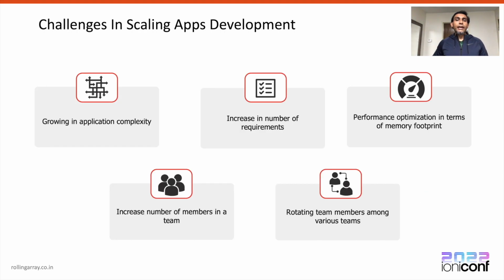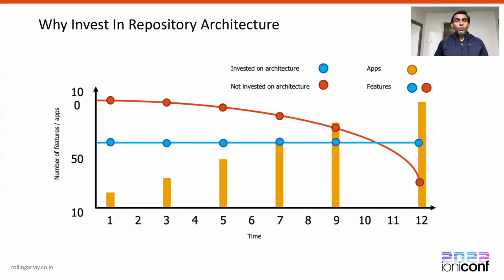But when you think about scaling the application development, there are some classic problems we always face. Some of them are growing application complexity and the increasing number of requirements you always get. You have to think about how your memory footprint is always small so that your application is fast. You always have more and more developers joining your team, and of course you would also like to make sure that your team members get rotated so that they don't get bored and knowledge keeps flowing. So when you think about scaling up an application, you have to invest in repository architecture.